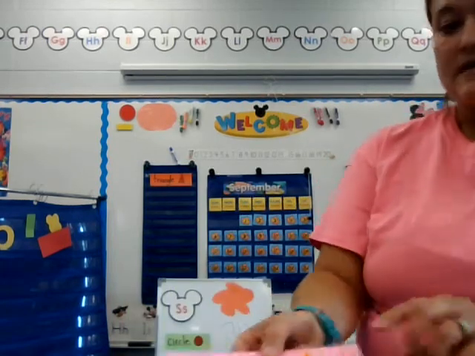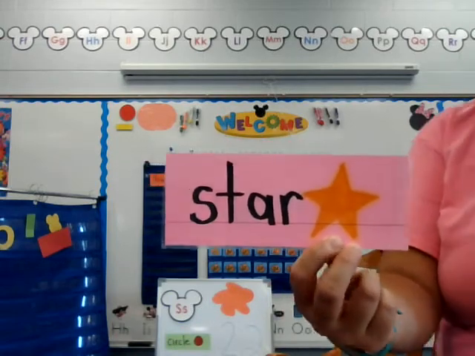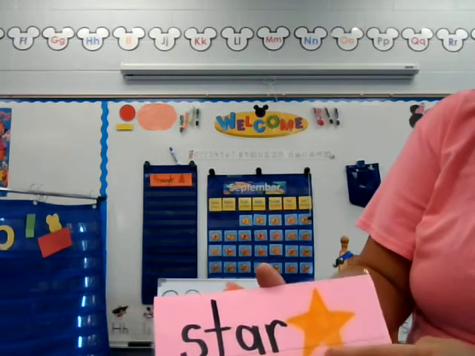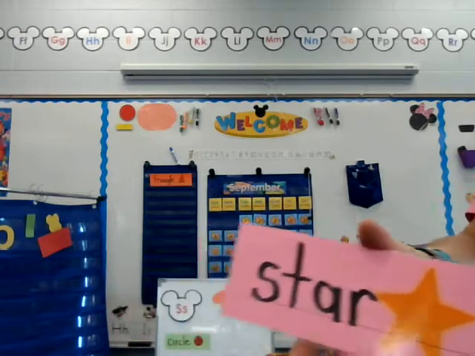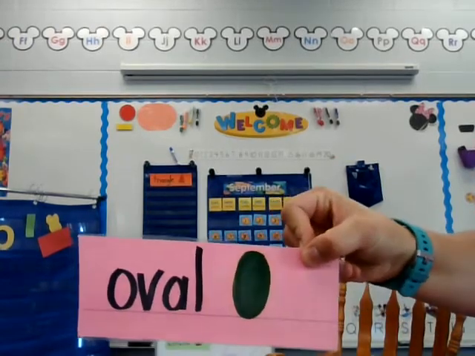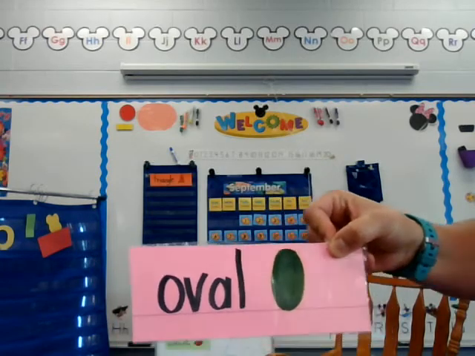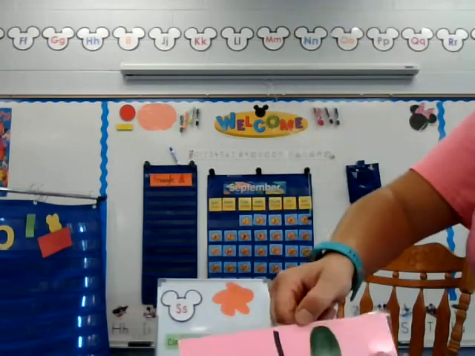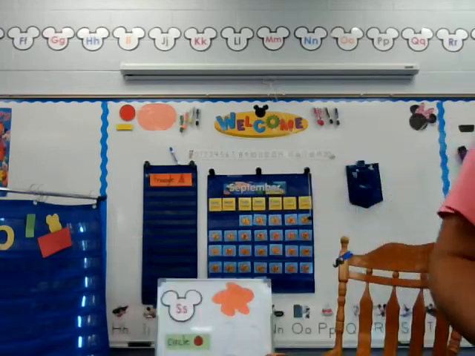The next shape is, you guessed it, a star. And this is a very distinct shape, and it has 1, 2, 3, 4, 5 points on it. It's a special, special shape. The next shape is an oval. And the oval is kind of like a circle, but it's not because it's like it was stretched. So it stretched the top and the bottom and became an oval.